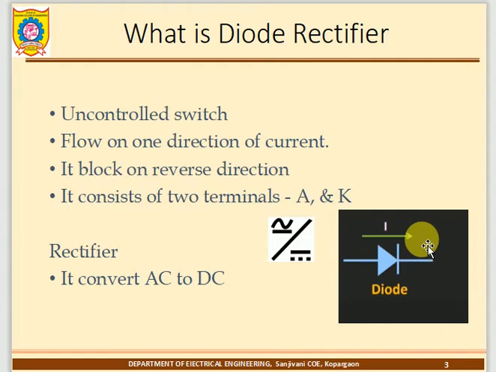When the current flows from the other side, is it permitted? Does the arrow mark allow it? No, the arrow mark does not allow it. So during the reverse flow of the current, the diode does not permit it. Only one direction is permitted, the forward direction. The reverse direction is blocked.